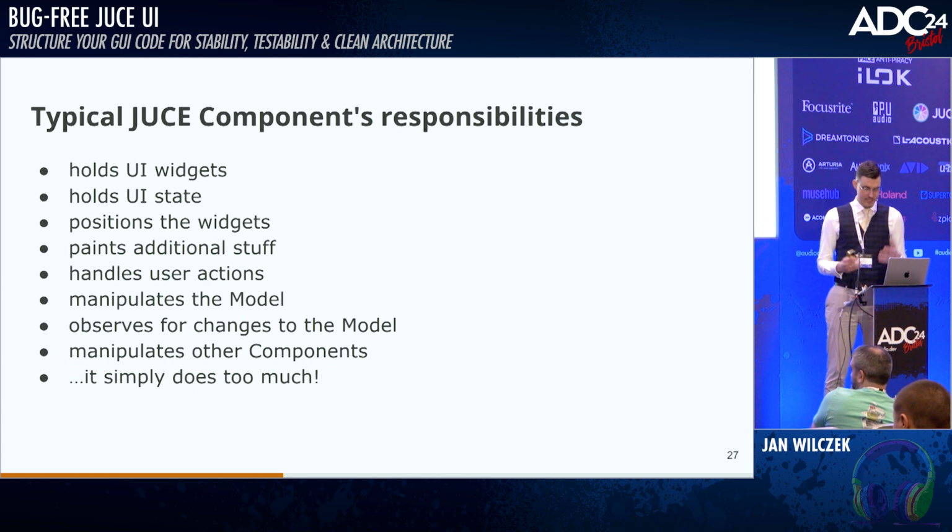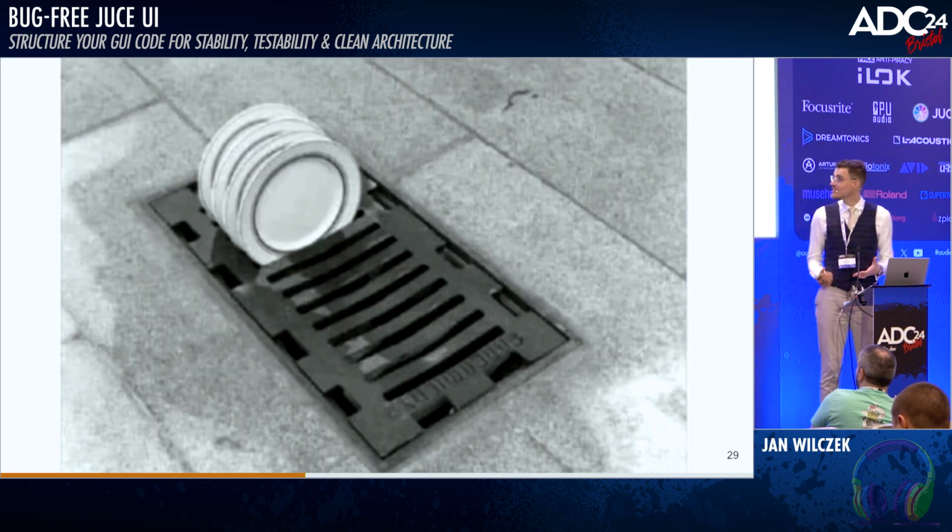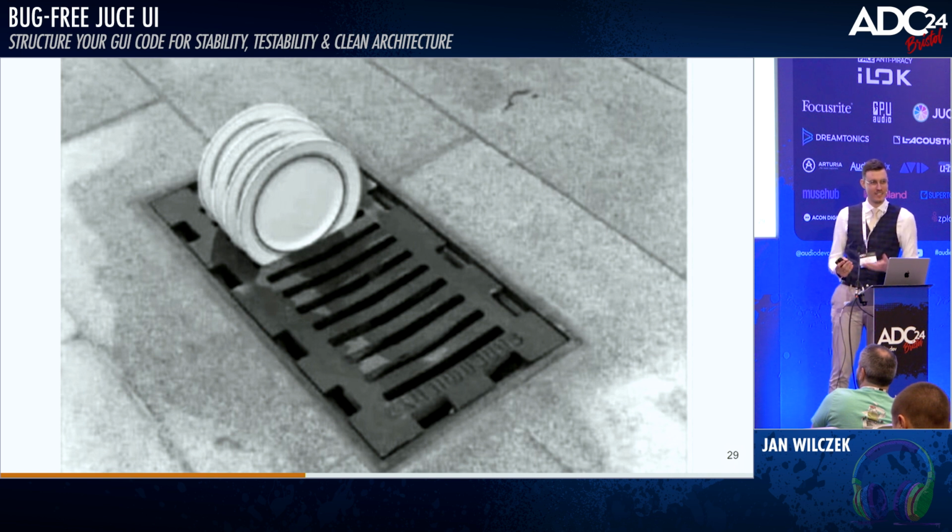So in typical code bases that I see, JUCE components have a number of responsibilities. They hold the widgets, like the button, they hold the UI state, they position the widget, they paint additional stuff, right? They handle user actions, they manipulate the model, they observe the model for changes, they manipulate other components, and we try to fit so much into these poor component classes. I mean, it seems to fit, right? But if you take a closer look, something's not quite right.